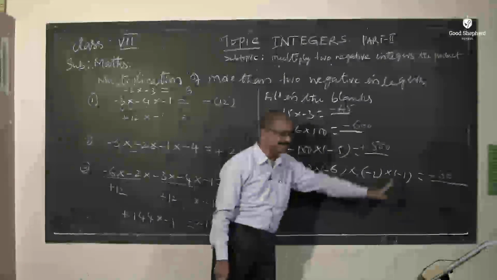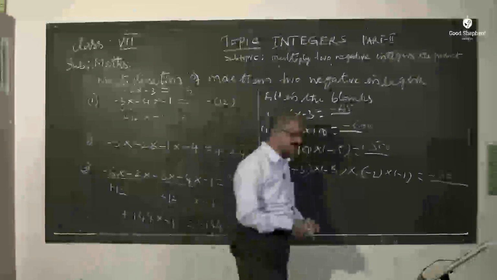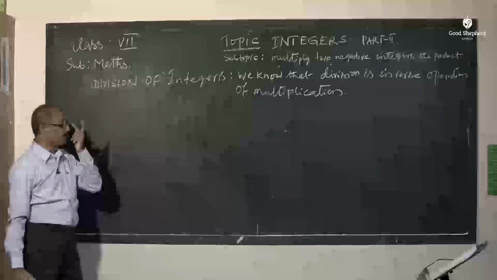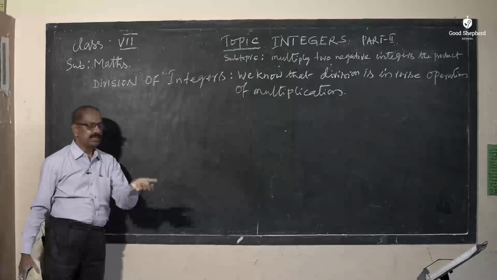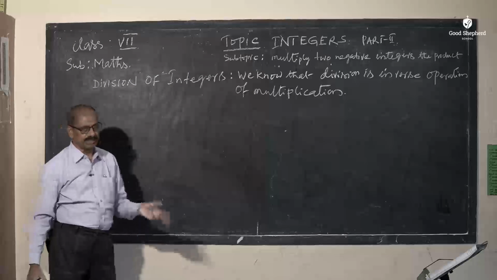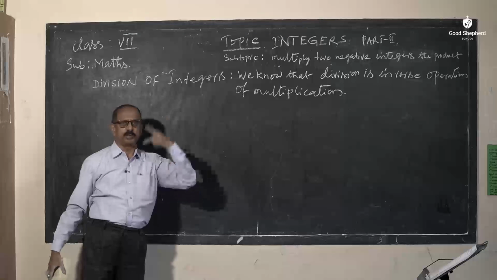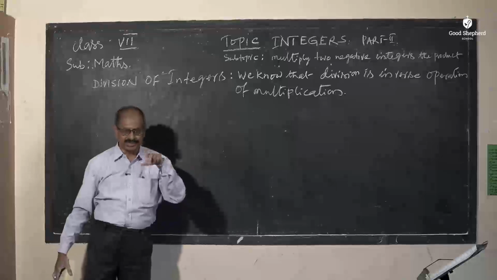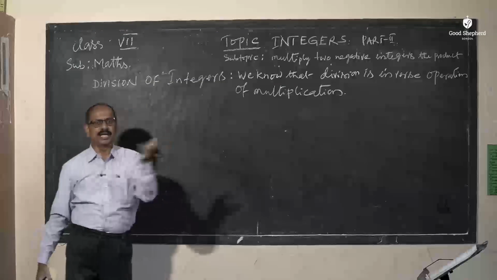So we got it, it is 36. The next is how to do division of an integer. We have learned so far with the help of the grid that the product of two negative integers is a positive integer, the product of two positive integers is a positive integer, and the product of a negative and a positive integer is a negative integer.